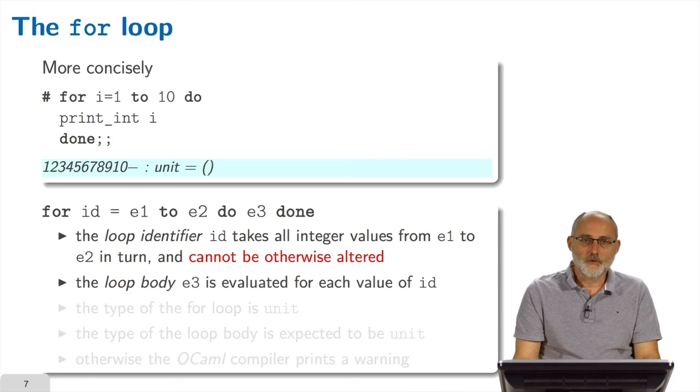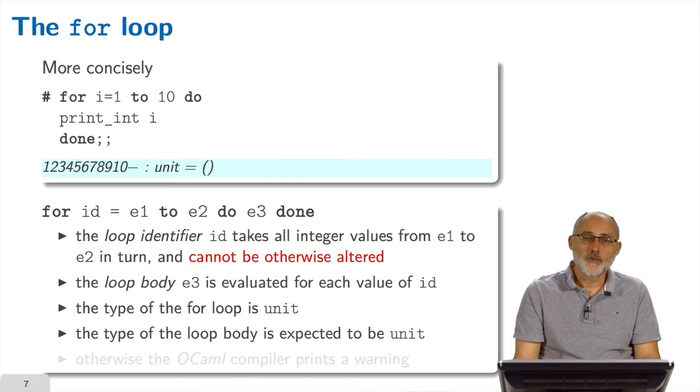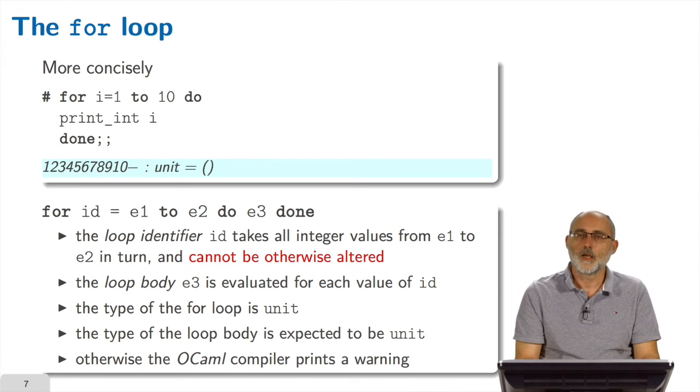Now, as for types, the type of the for loop as a whole is of unit type, as you have seen here. I have no value returned, only the side effects. And also the type of the loop body is expected to be unit. Otherwise, again here, the OCaml compiler will print a warning. As always, the warning means you can force the compiler to execute the program anyway, but you have been warned.